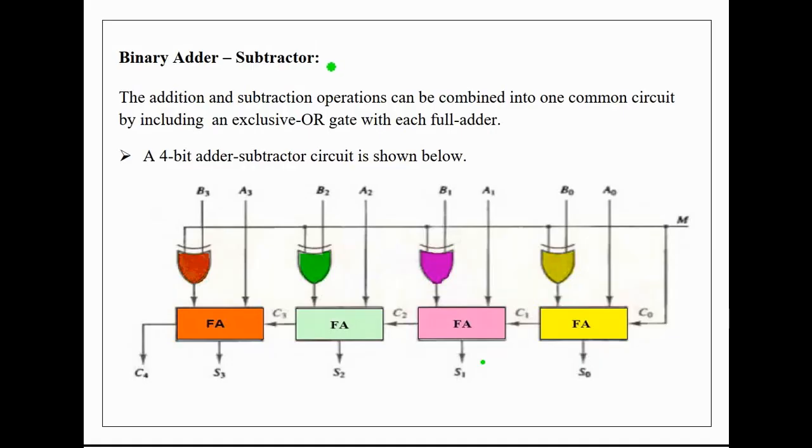In this video, we are going to discuss binary adder subtractor. Binary adder subtractor is a circuit which is capable of performing both addition and subtraction of binary numbers in one common circuit itself by including an XOR gate with each full adder. The operation which is going to be performed by this circuit is determined based on the values of mode control signal M.